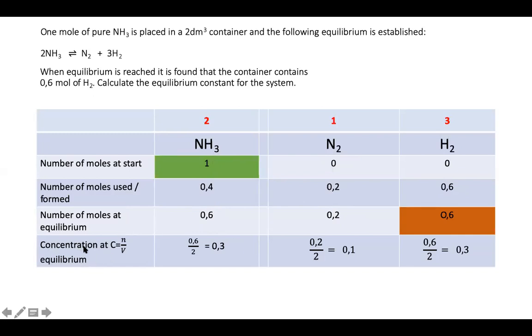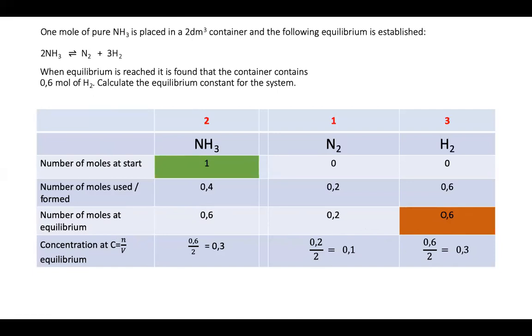We can work out the concentration at equilibrium. We use the equation C is equal to n over V. The number of moles, we just worked it out in the line before. Now, the volume, we know that the volume is a 2 dm cube container. So we take 0.6 divided by your volume, which is 2, which gives you 0.3. We've got 0.2 nitrogen divided by 2, which gives you 0.1. We've got 0.6 of hydrogen divided by 2, which gives you 0.3. So now we've got the concentration of ammonia, nitrogen, and hydrogen at equilibrium.